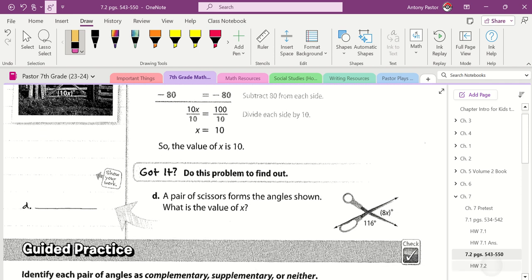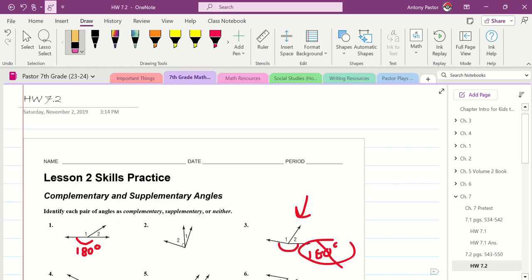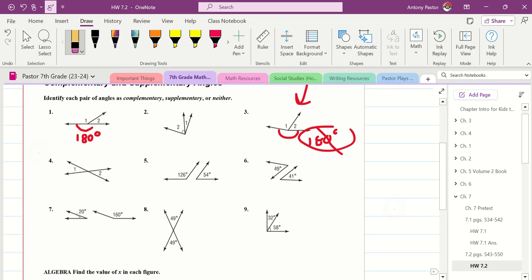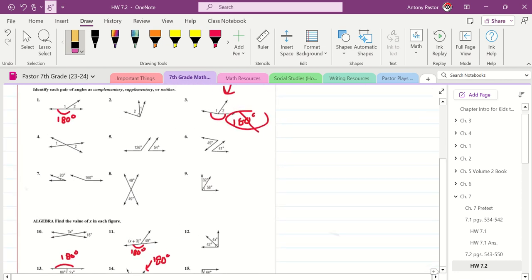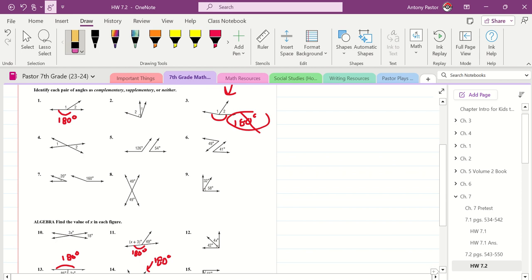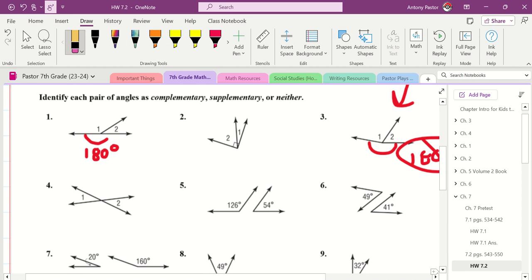Now, we're going to go ahead and go straight into the homework. Again, you need to sync your OneNote because if you do not see this red writing on your homework, you are not going to be able to do it correctly. Do not look at the answer page for this. Are we clear? The answer page is not going to help you. Guess what? For number one, there's not enough information.